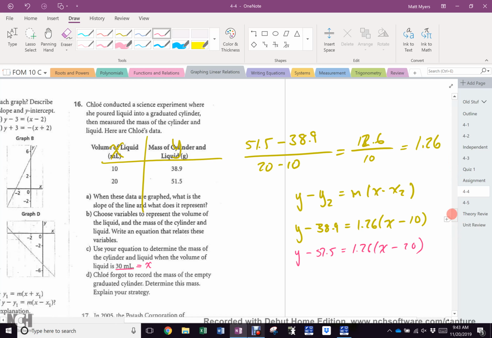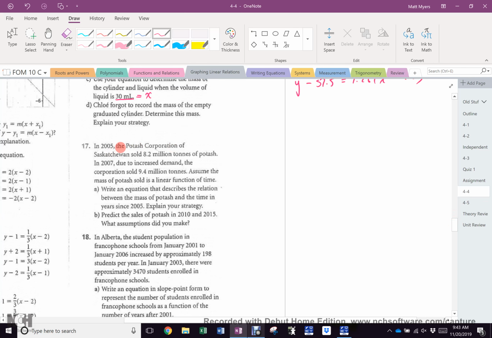All right, let's look at the next one. Don't laugh. Potash is something real and it's not what you think. So, read the question. Are there two things that I am counting in that question? I am counting years and millions of tons of potash, yes? So I'm just going to write potash. Agreed? So if I'm counting two things, I must need two variables because two things are changing, yes?